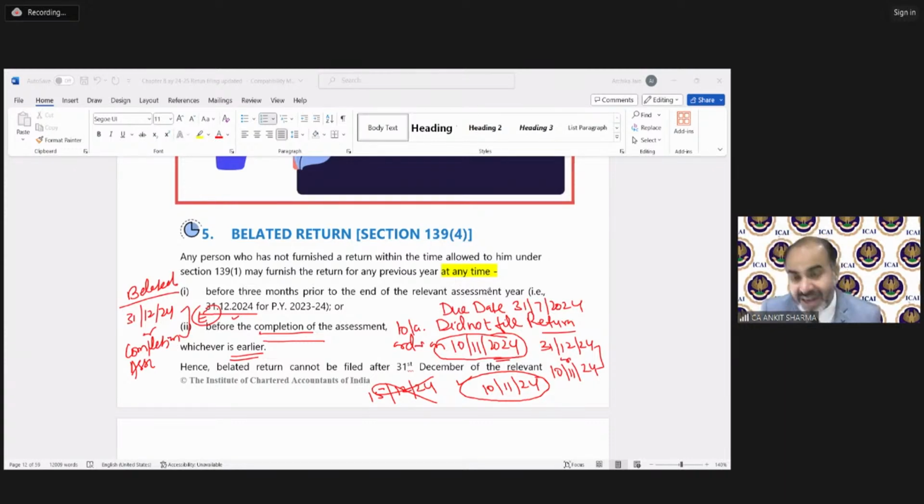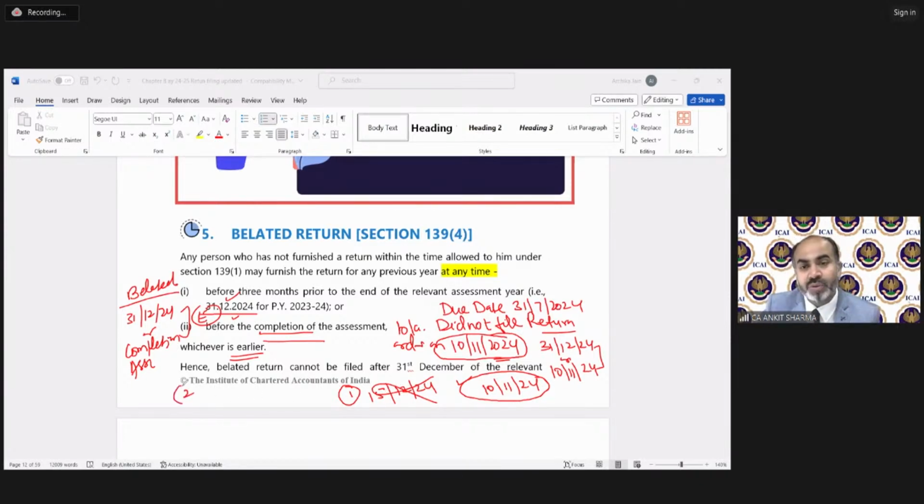If the income tax department does not pass an assessment order, then the last date will always remain 31st December 24. But if the question says that the assessing officer passed an assessment order on 10th 11 2024, now what will be the last date for filing of belated return? Then we have to say 31st December or 10th November, the earlier will be 10th November 24. So if the question says he filed a belated return on 15 December, is it a valid return? We will say no, it is not a valid return.